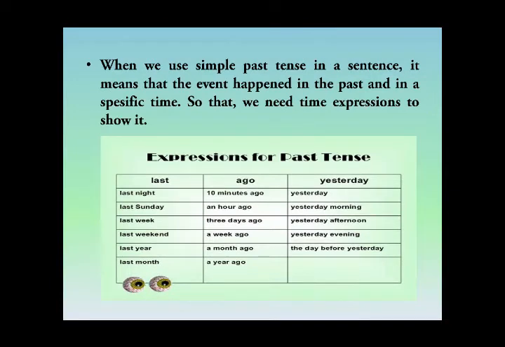When we use simple past tense in a sentence, it means that the event happened in the past and at a specific time, so we need time expressions to show it. Here you go.